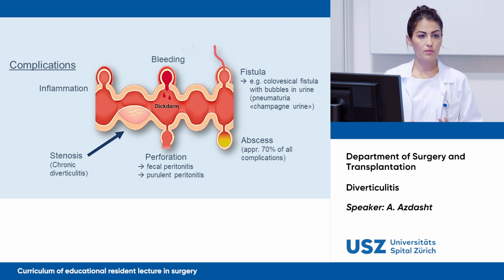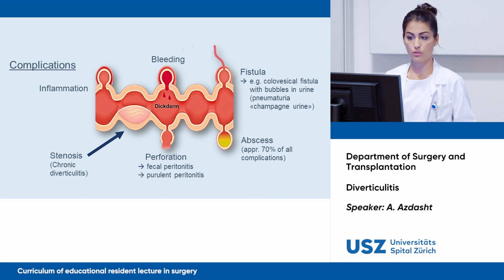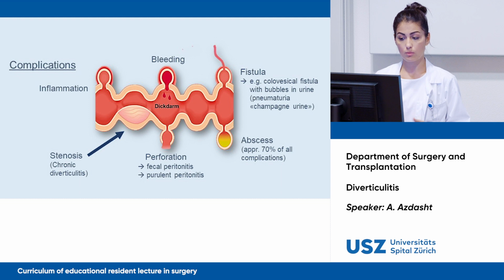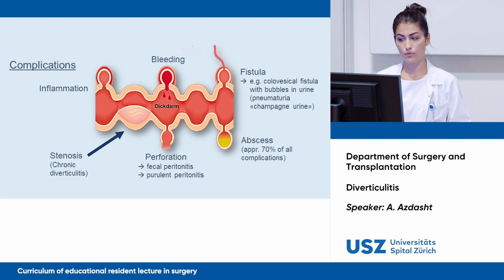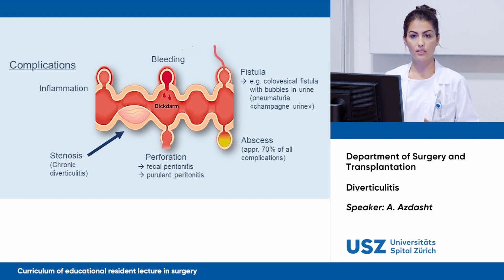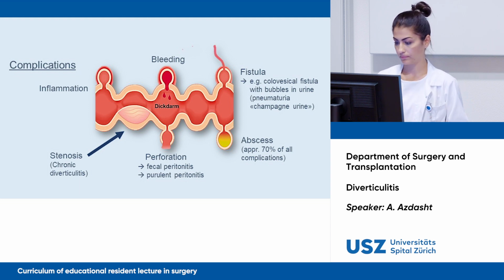It's even more important to find the right diagnosis when you know what kind of complications can occur. So we have, as I already mentioned, the bleeding, as well as the abscess, which is the most common complication, up to 70% of all complications. The perforation of a diverticulum, leading to a peritonitis. And when you have a chronic diverticulitis, you can develop a stenosis, or as well a fistula, for example, a colovesical fistula, leading to gas in the urinary tract and a so-called champagne urine.